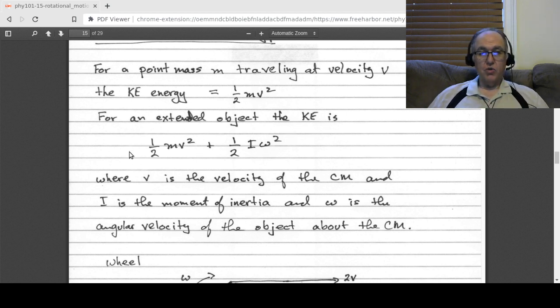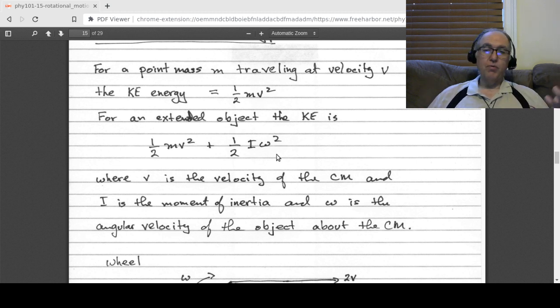A contribution from the motion of the center of mass, 1/2 mv squared, and a contribution from the rotation about the center of mass, 1/2 I omega squared. So in all of our energy problems, for the kinetic energy, you don't just write 1/2 mv squared, you write 1/2 mv squared plus 1/2 I omega squared. All right, so that's the first point.